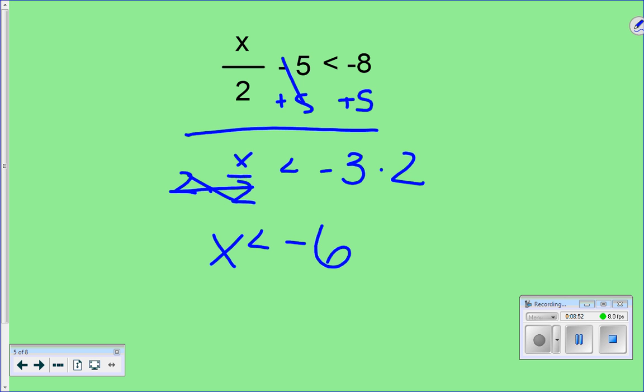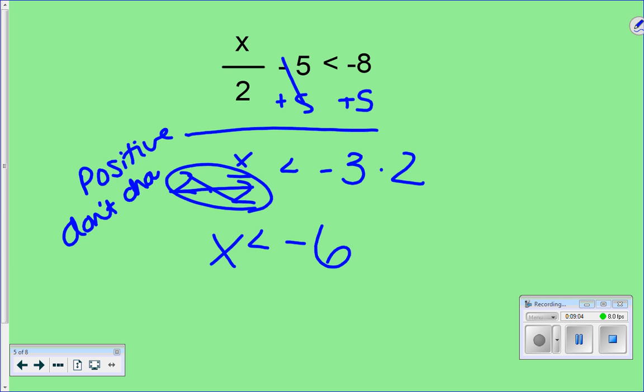See how it was a positive here? It's a positive number. Don't change the sign. Even though this one's negative, this one is not. Okay? Any questions on how to do these types? Because you're going to have these types on your homework today.